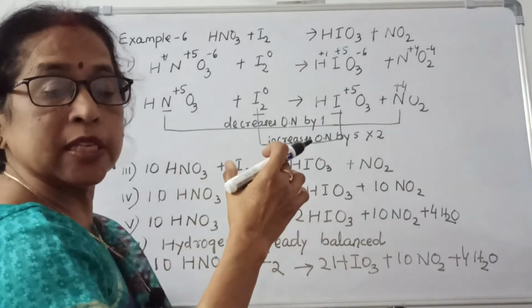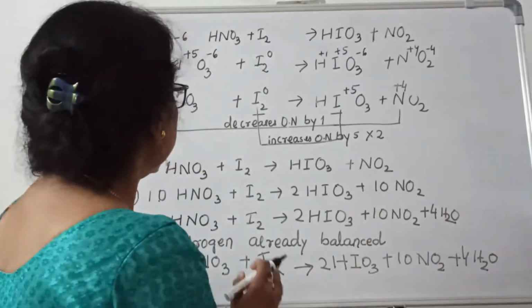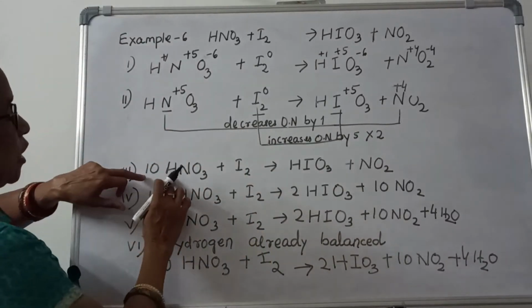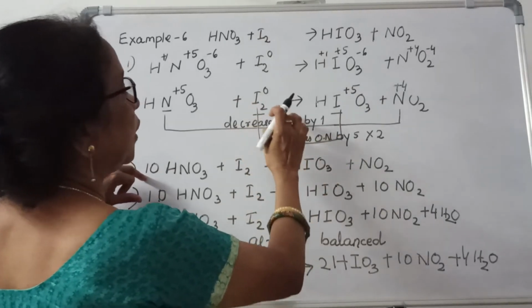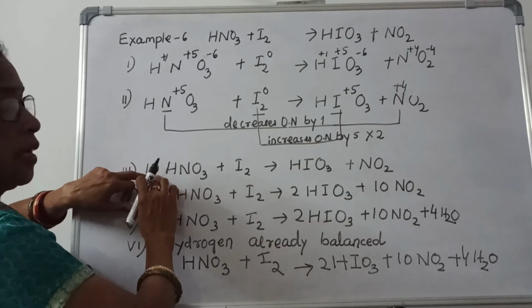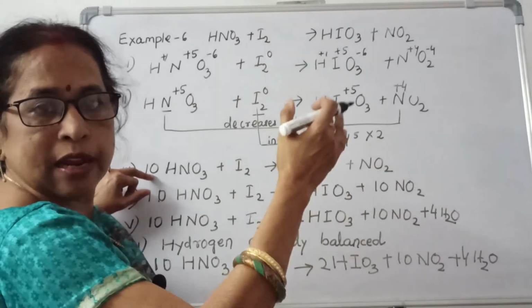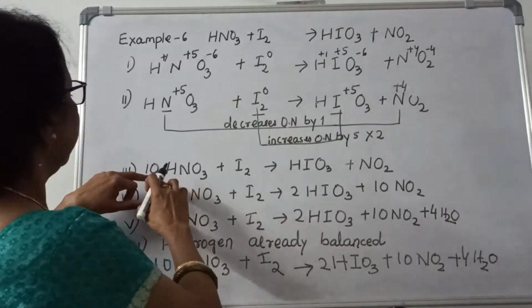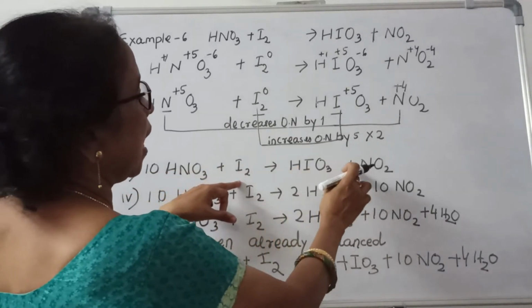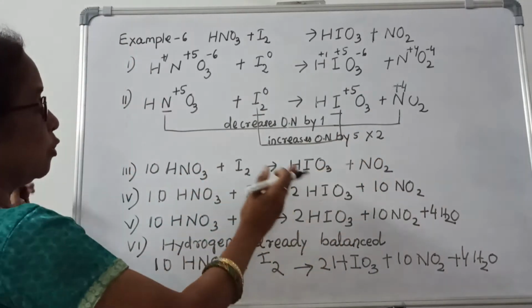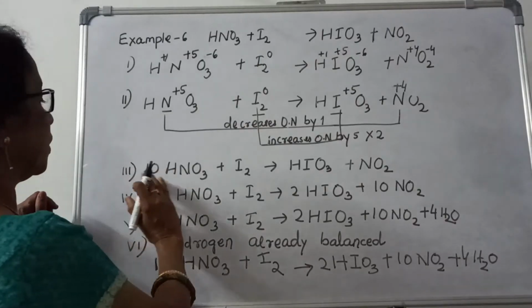So first, what is our duty? We will equate the oxidation number on the reactant side. That means here I will put 10 HNO3 and I2, because here the oxidation number increases 10 times from I2 to I plus 5. That is why, to equate the oxidation number on the left hand side, or you can say the reactant side, this is 10 HNO3 plus I2, it gives HIO3 and NO2. On the product side there is no change, only you equate the oxidation number on the reactant side. Now equation number 3 is completed.